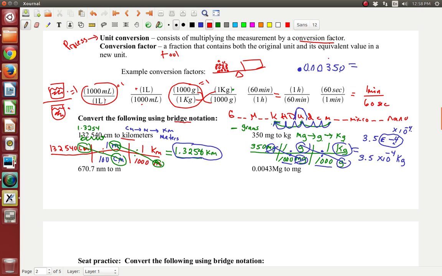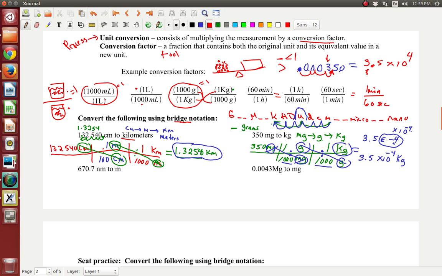In scientific notation, you need only one number to the left of the decimal. So 1, 2, 3, 4. You need only one number to the left of the decimal. So we'd write 3.5. There's one number right there. And then times 10 to what power? Well, I moved it 4 spaces, but I got to know if my exponent is positive or negative. If my number is less than 1, then I'm going to have a negative sign.